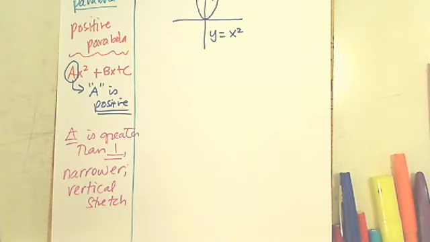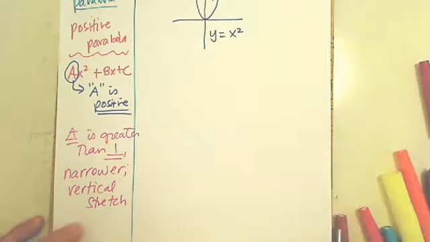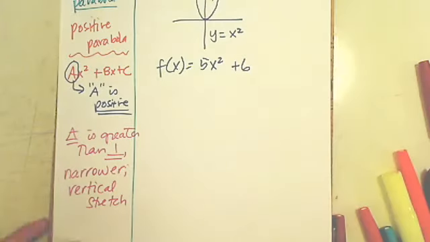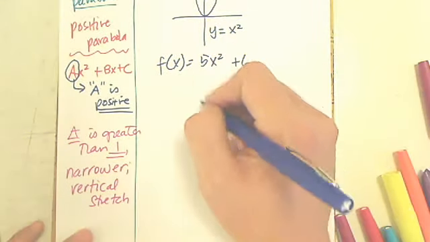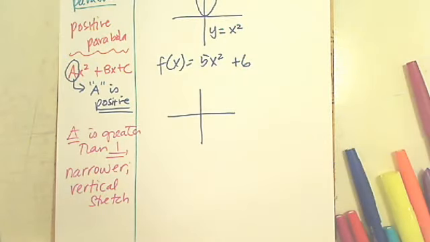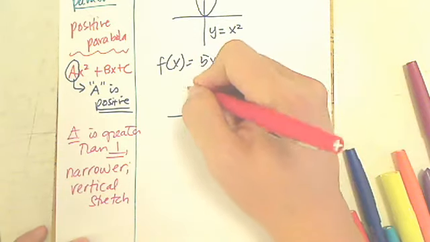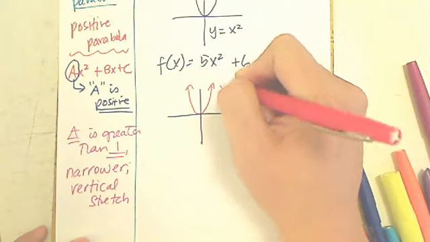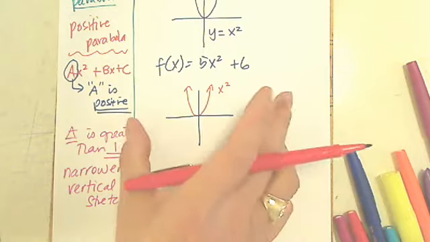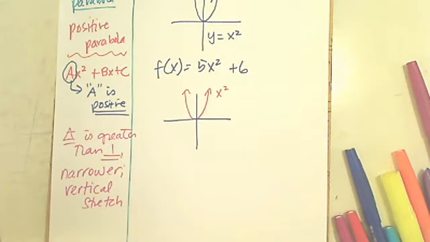Alright, now the a is being stretched, so if you have an example such as f of x equals 5x squared plus 6, you're comparing everything to your mother function. What's your mother function? It's just x squared, right? Okay. If your a is 5, is it going to be within or outside of the mother function?